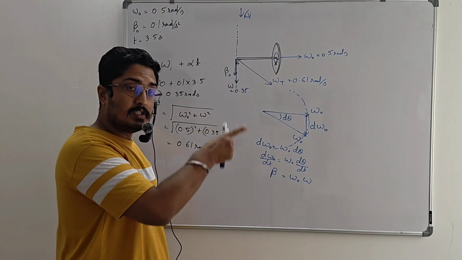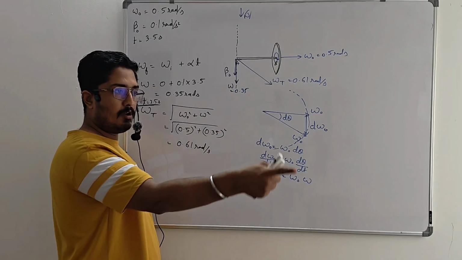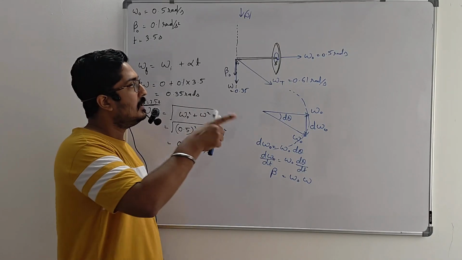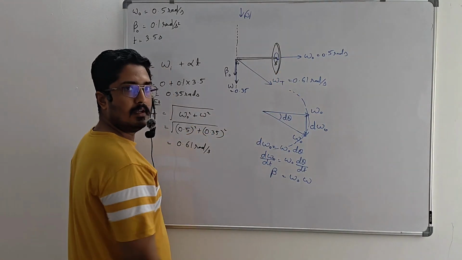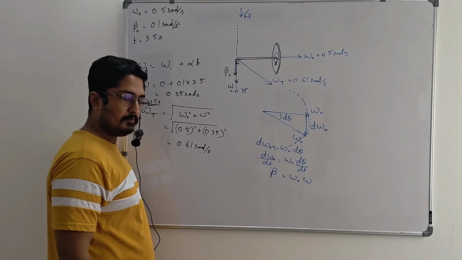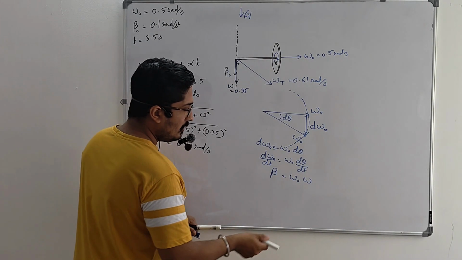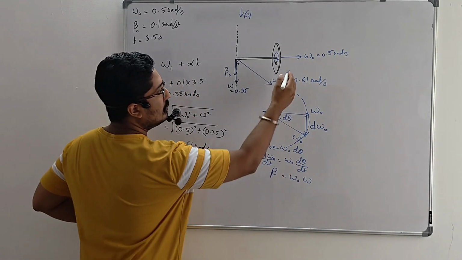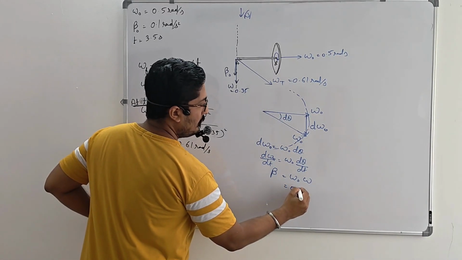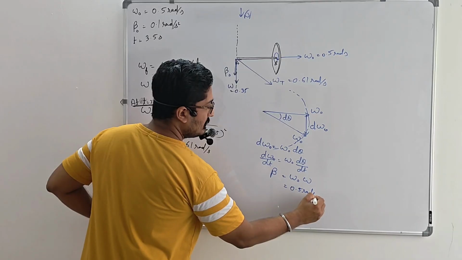That is the spin angular momentum. This spin angular momentum's direction keeps on changing, so that is being controlled by the beta. Beta is responsible for that. So from here, can I obtain the value of the beta? How much would that be? Omega naught value I already know. It's a constant value, 0.5 radians per second.